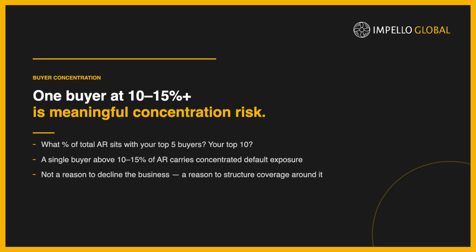Second, country exposure. You might have 20 buyers spread across 6 countries, but if 12 of them are in the same country, your geographic diversification is an illusion. Country-level events, sovereign default, currency crisis, sanctions, political instability affect all 12 at once.